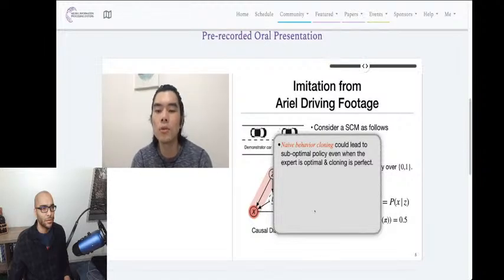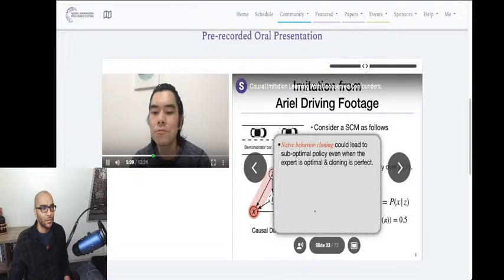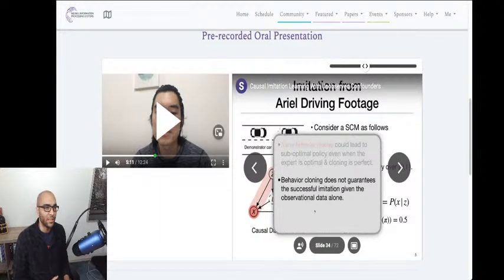the cloning is perfect. So I don't really understand this example, but what they've done here is they've shown some example where if we just do behavior cloning without any of this causal stuff, then we can get to a suboptimal policy. I don't have an intuition for how much of an edge case this counterexample is, but there we have it.